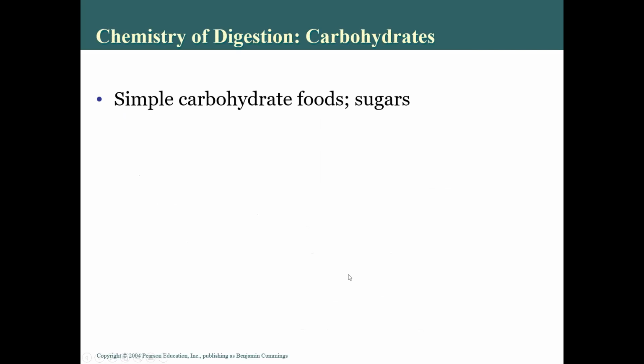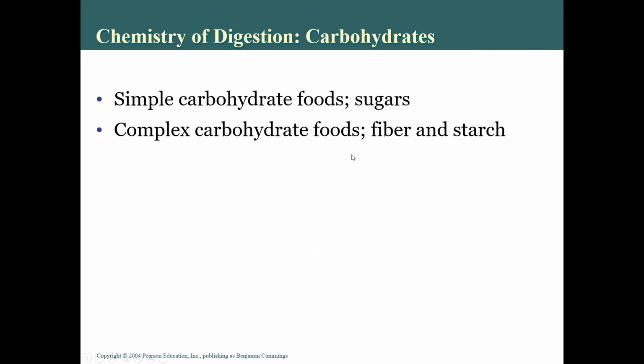All right, chemistry of digestion, carbohydrates. Simple carbohydrate foods are called sugars. Complex carbohydrate foods are fiber and starch. Most people know that complex carbohydrates are better than simple carbohydrates or simple sugars. And the question is why? Why is it better? Well, it's better primarily because it takes time to digest carbohydrates.